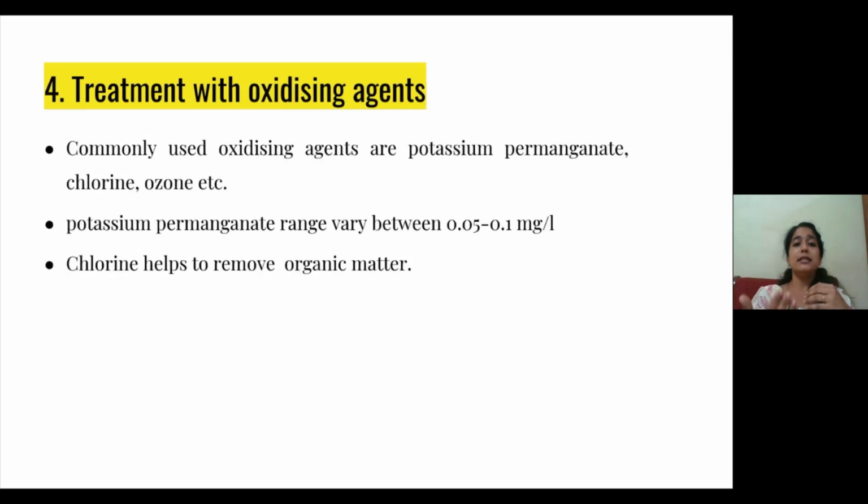And then the treatment with oxidizing agents. The main oxidizing agents used for miscellaneous treatment of water are potassium permanganate, chlorine and ozone. The potassium permanganate dose varies between 0.05 to 0.1 milligram per liter, and chlorine helps to remove organic matter. This is the treatment with the oxidizing agents.